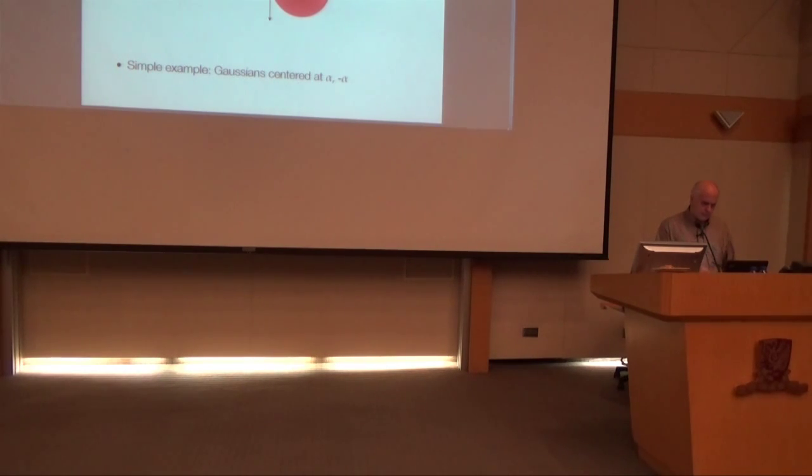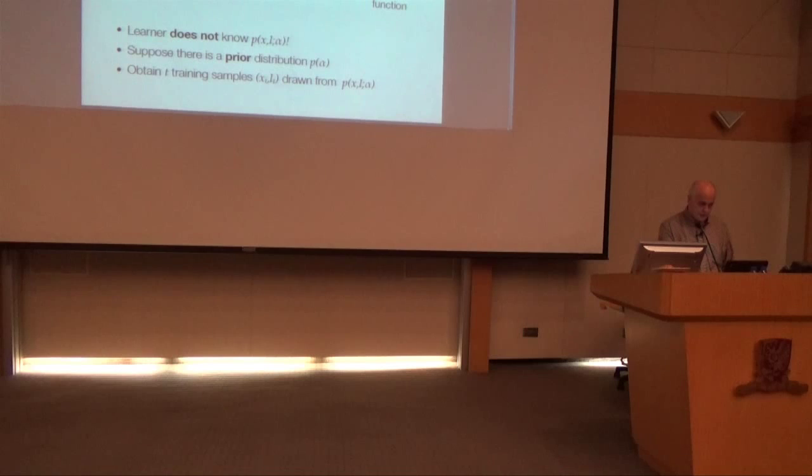So here, simple example: Gaussian centered at alpha and minus alpha. We don't know who's choosing these things. So the true best classifier is this black dotted line here, but we see these samples, we learn the brown line. Now, what we want to do is think of the MAP classifier, that's the black line. That's like a distribution. So we want to think of that distribution being described by a certain number of bits. And every time we see a training sample, we get to learn something about the MAP distribution.